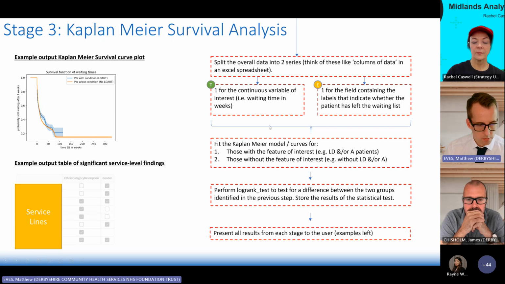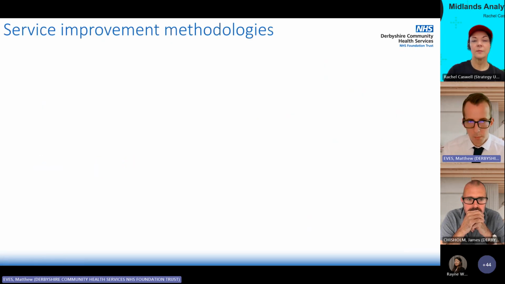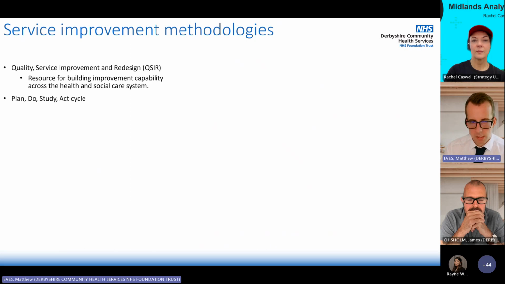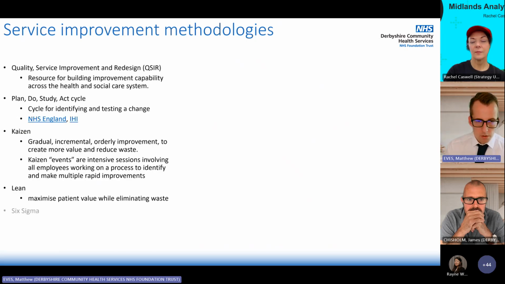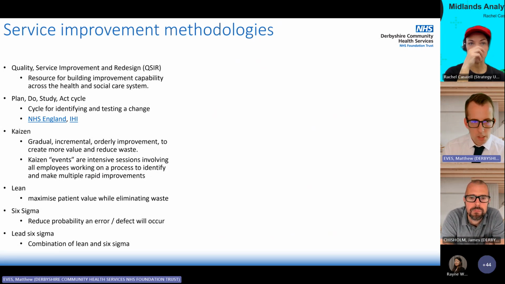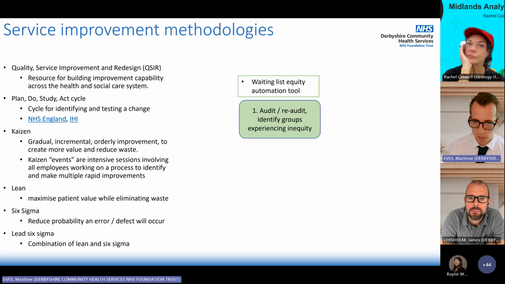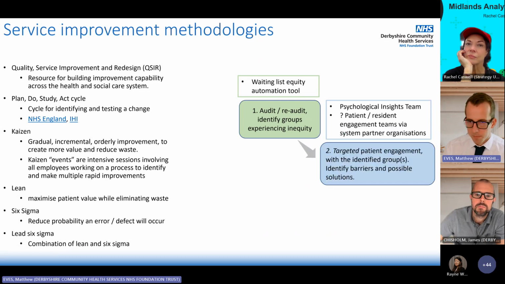I've run this with two variables here, but if you run it for more, then you also have additional columns with additional fields. So in terms of the so what, we see this very much through the lens of a continuous improvement methodology. As I'm sure everyone on this call is aware, there are many of these, so I'm not going to go through all of them, but fundamentally it's a feedback loop, and there's something about using this now to audit and or re-audit to identify groups experiencing this inequity.